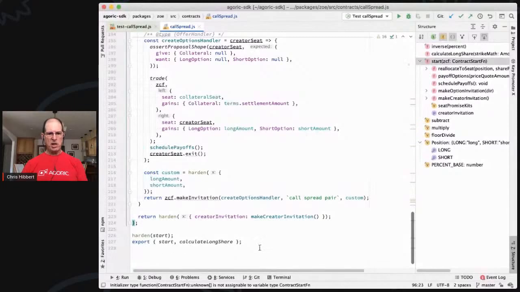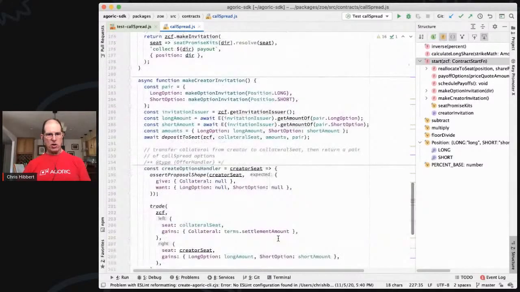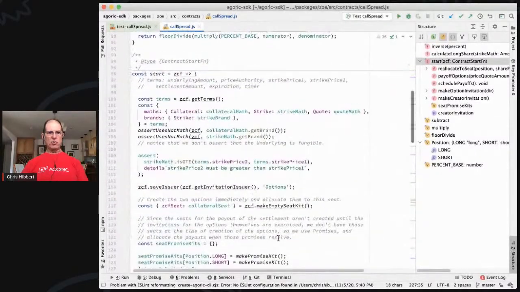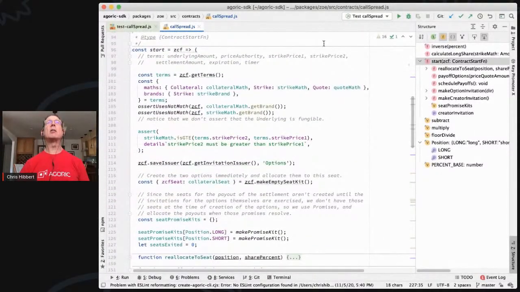And here normally we would only export the start function for Zoe to execute. Here we've also exported another function just for testing purposes. So that's the one that actually does the calculation of the share of the collateral that goes to the long position. So that's the high level external view of that.